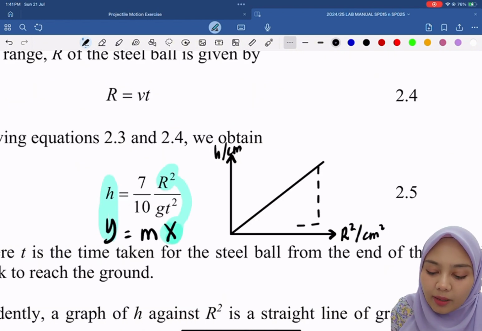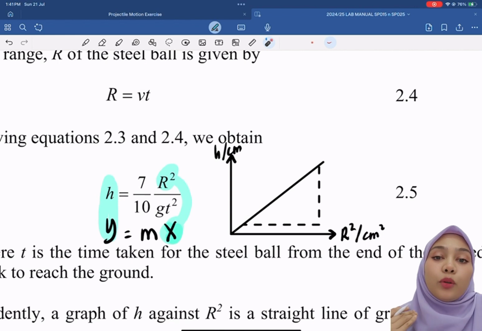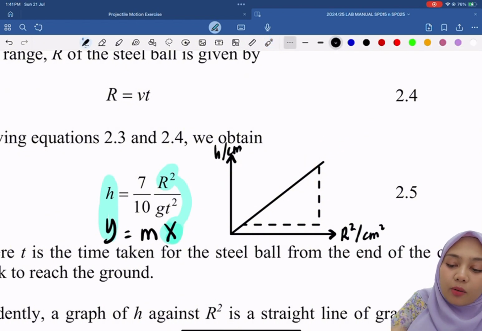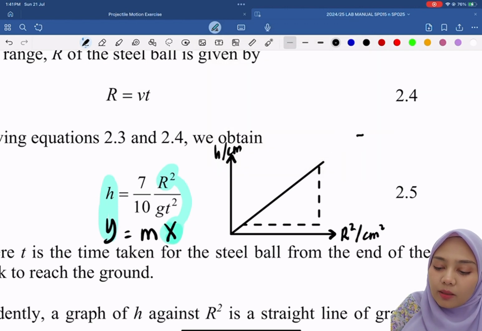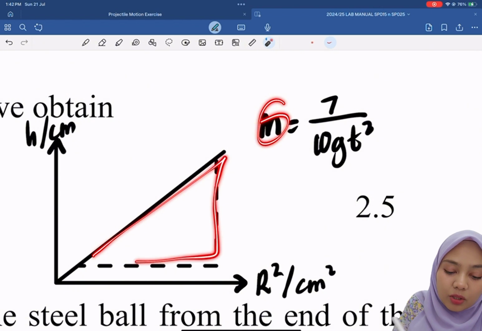Then we're going to get our linear graph, and theoretically it should pass through the origin, but even if you did the experiment and didn't get a line passing through the origin, it's still okay. We're going to do some discussion in our lab report. From here we can see that the gradient m equals 7 over 10 g t squared. We can get m from the calculation of the triangle.